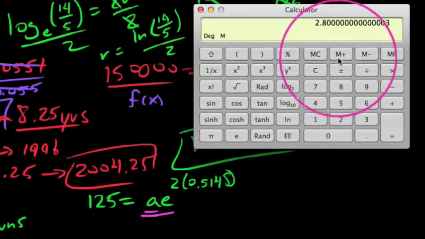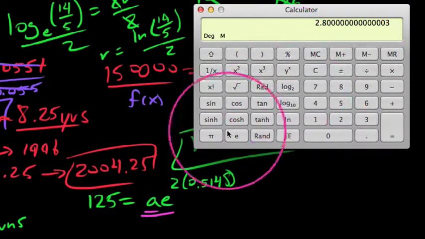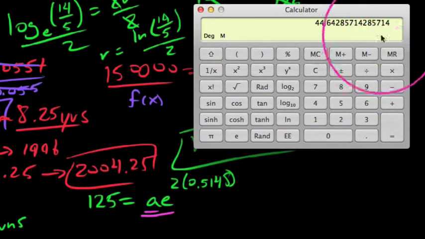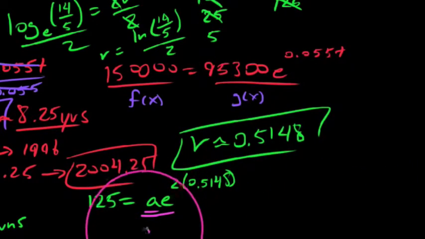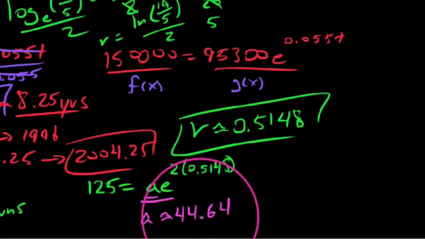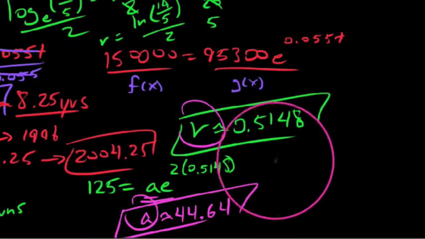Now I've got kind of a weird way to do this. Actually, I'll just add to the memory here. We say memory clear, memory plus. We'll take 125 and divide it by our memory recall, which it says is about 2.8. We get A is 44.64. We get A is approximately 44.64. Now this is way awesome because we solved this system for the rate and the initial amount, which means we can write a model now.